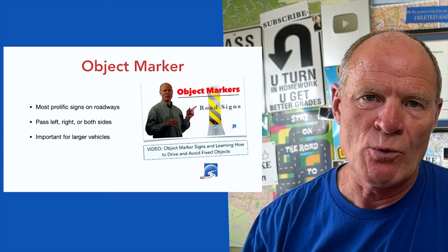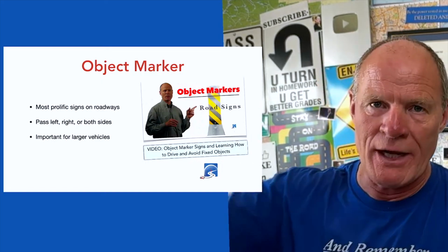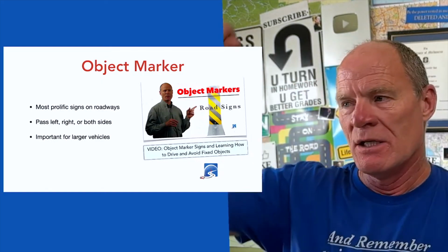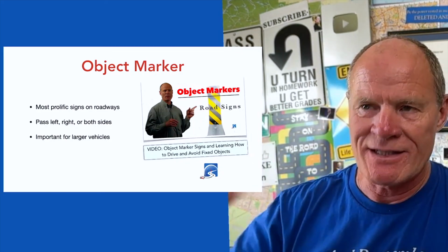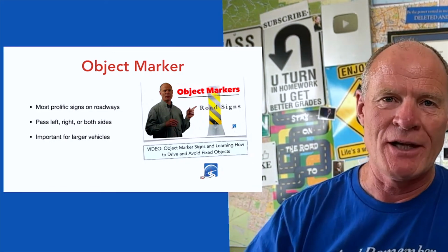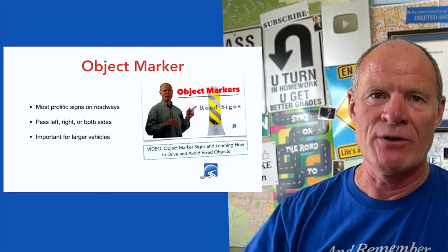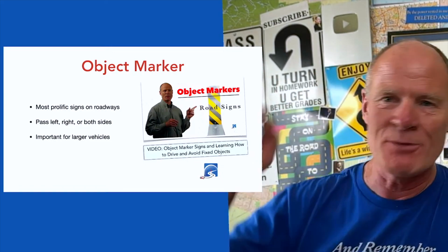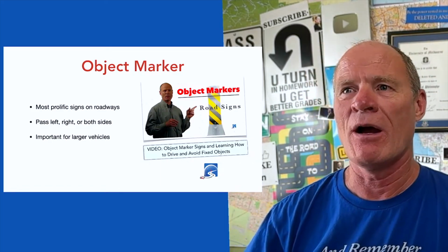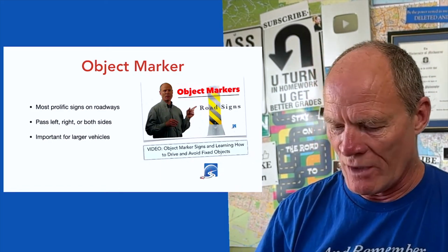The way you know on which side to pass is you pour a kettle of water on top of the sign, and the side that it runs off on the hash marks is the side of the object marker sign that you pass. They're going to be found on concrete islands, bridge abutments, fixed objects, anything you could potentially hit along our roadways. So take note of those signs.